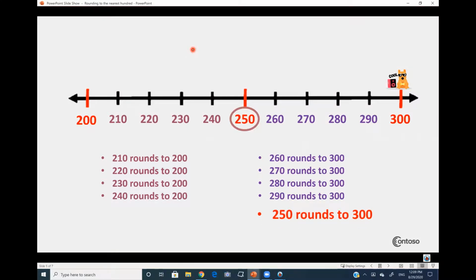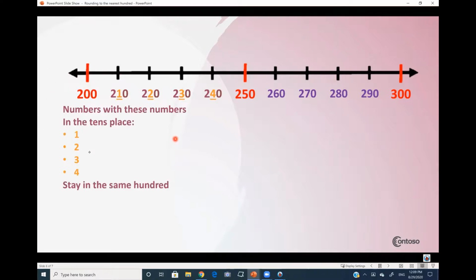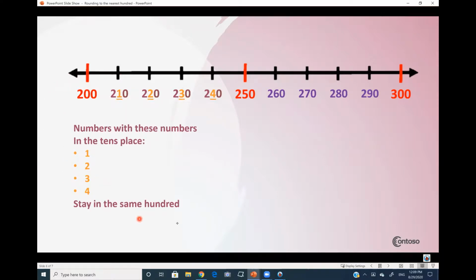Now let's look at the rules again. We have the same number line, and remember, in this case, if you notice the number next to the hundreds, because we're rounding to the hundreds, the number next to the 100 is 1, 2, 3, or 4. Remember, those numbers tell me that I have to stay in the same 100, because the number placed in the tens is 1, 2, 3, or 4. So we're going to round to 200 in this case.